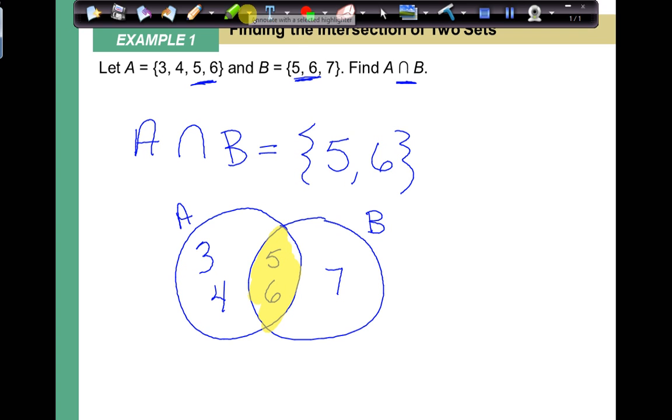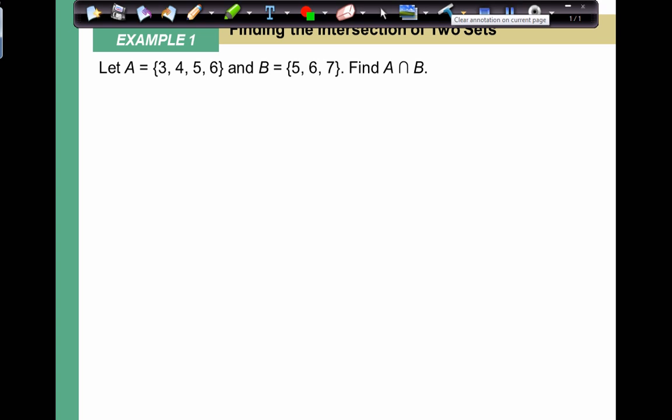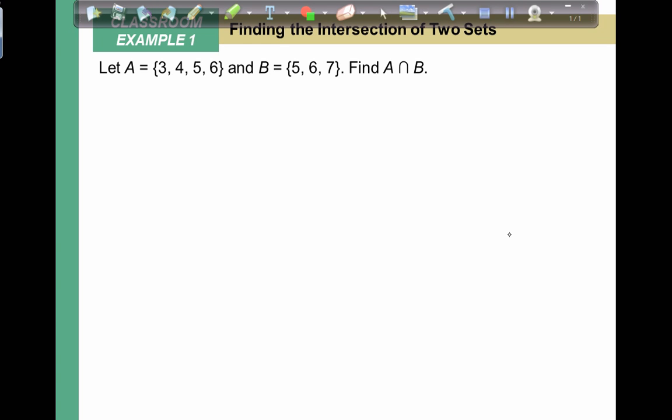And that is opposed to the union. The union would be everything. Okay. Union we denote the other way around with a union symbol. Okay, it looks like a U for union. Okay, let's go to another example.